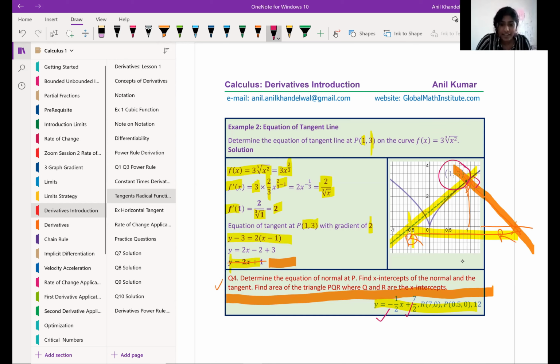And then it says find the area of triangle PQR where Q and R are the x-intercepts. Correct. So I was a little bit confused how you got the point R. Okay. So once you get this equation, y equals minus half x plus 7/2, at the x-intercept, y is 0. So if you equate this to 0 and solve for x, you can bring this here, multiply by 2, x equals 7 is your answer. So you have 7 as your x-intercept for the normal. All right, that makes sense.